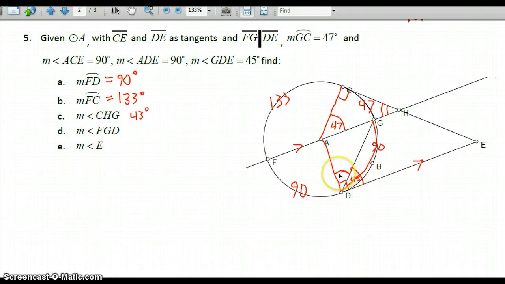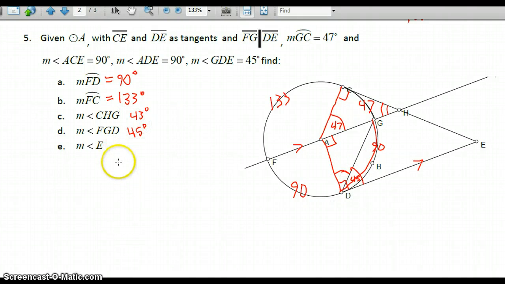This is 45. We have 45 here. F to G to D. I don't think it's too hard to figure out that this angle over here also has to be 45. This is 90 here, so this has to be 90 here. I have a 45, 45, 90 triangle. So F to G to D has also got to be 45 degrees.